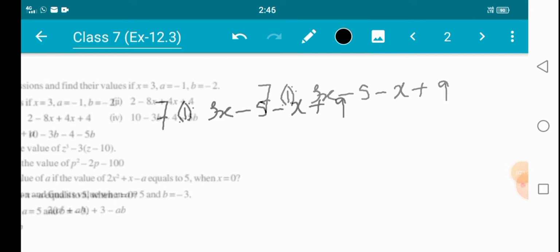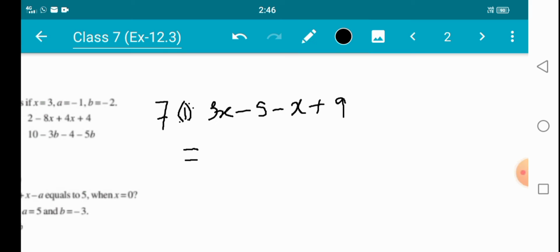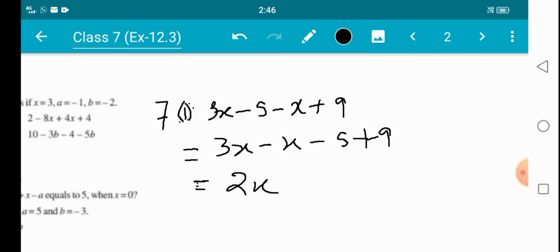According to this question, 3x and minus x are like terms, and minus 5 plus 9 are like terms, such as constants. So 3x minus x, you know that it will be 2x only, because we are subtracting 1x from 3x, and minus 5 plus 9 will be plus 4. We are subtracting and the larger number's sign comes in front.